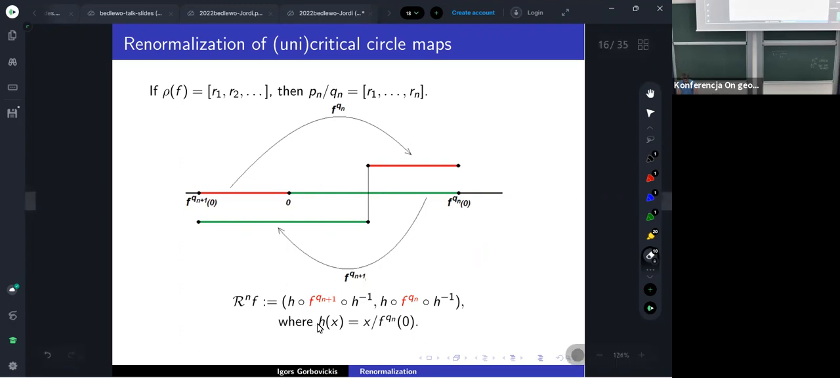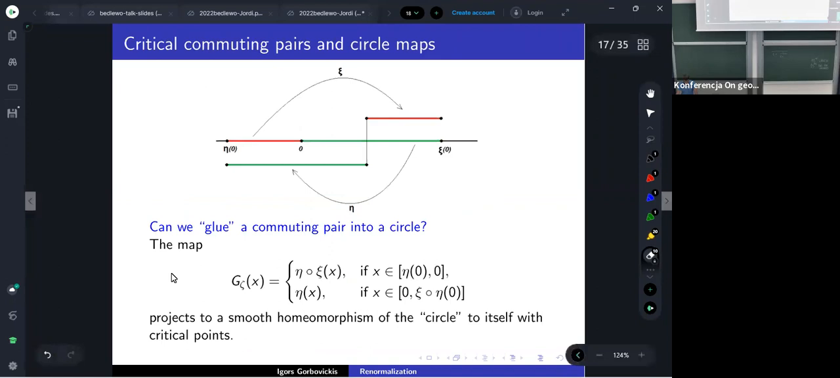So this will give me the nth renormalization of the unicritical circle map F. And well, the problem that we see here is that, as a result of renormalization, we're not getting a circle map. So what can we do about this? Well, we can attempt to make it into a circle map by gluing the interval into a circle.